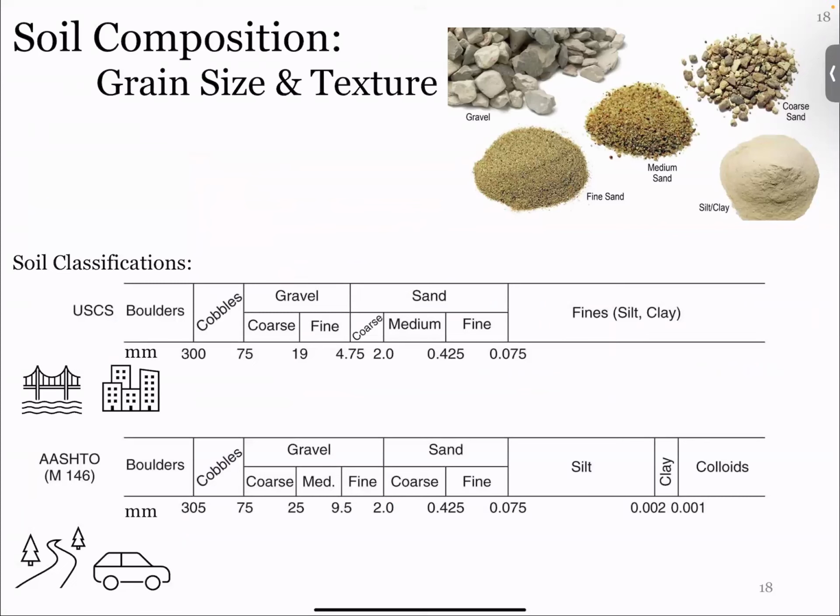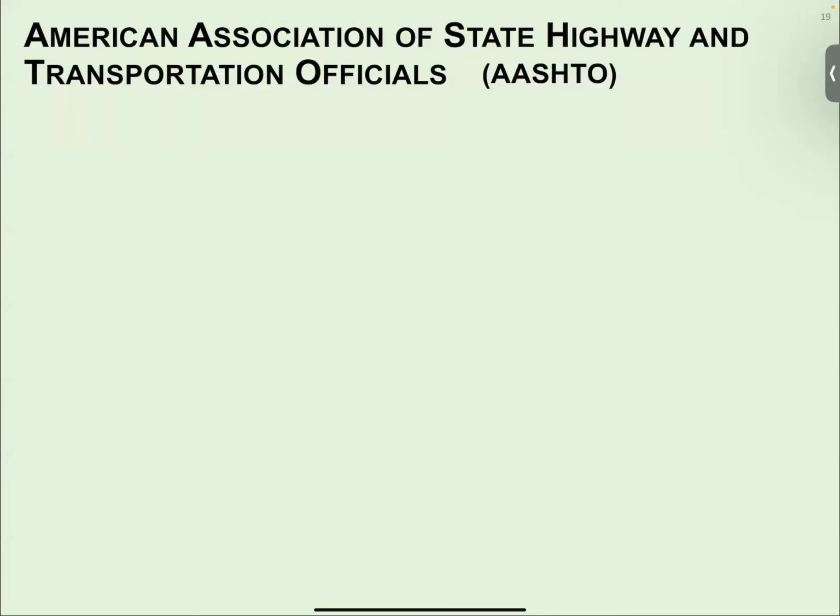So we talked about USCS again, structures. If you think of high rises and bridges and stuff that's going to apply loading, then think of USCS. If you think about stuff that people are going to drive on, so for roadway projects, then we have to think about AASHTO. That's the classification there.